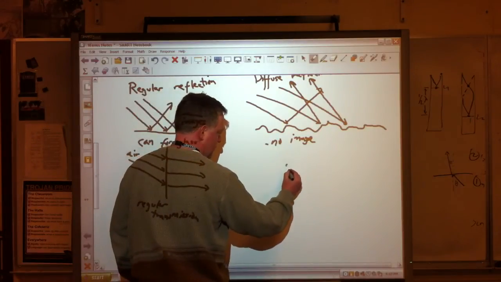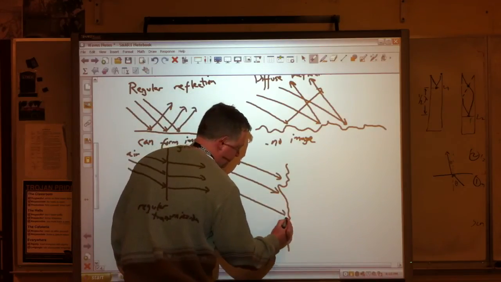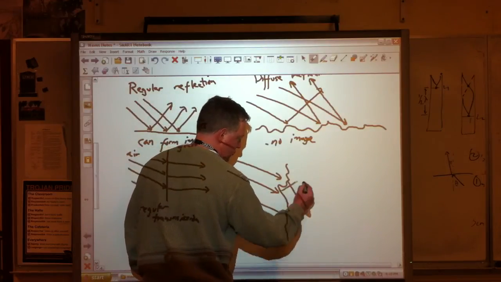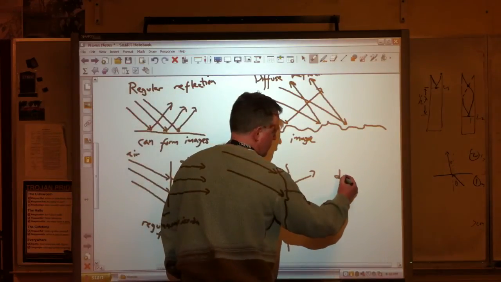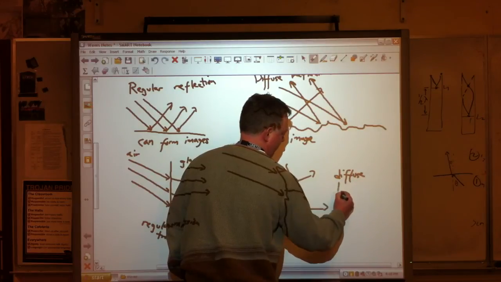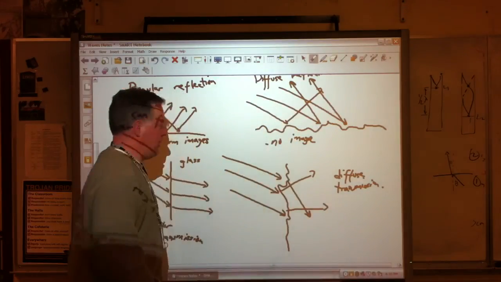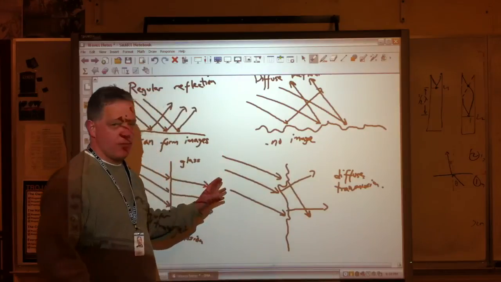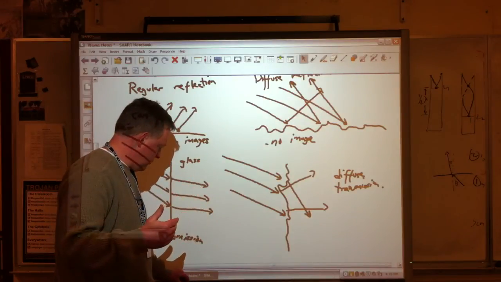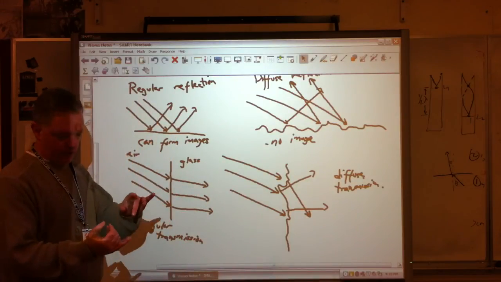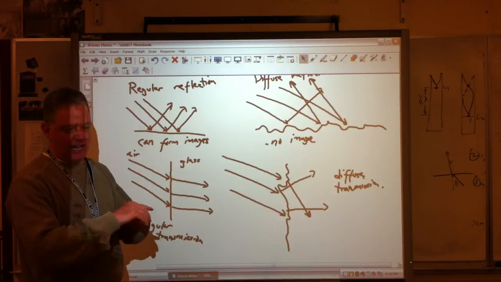If the surface, again, microscopically is kind of rough, then the rays that come in parallel, when they refract through, are going to refract in all different directions, and maybe something like that. This would be a diffuse transmission. And I could see the light coming through, but I couldn't see an image from on the other side. So this is like a window shade. You can see some of the light coming through, but you can't see what's on the other side of it.